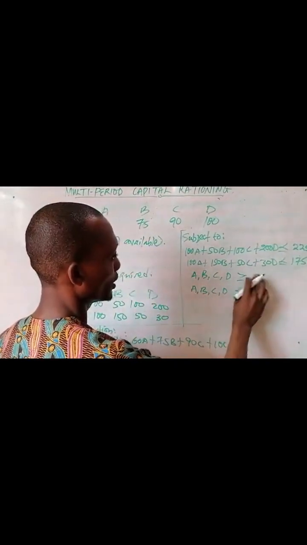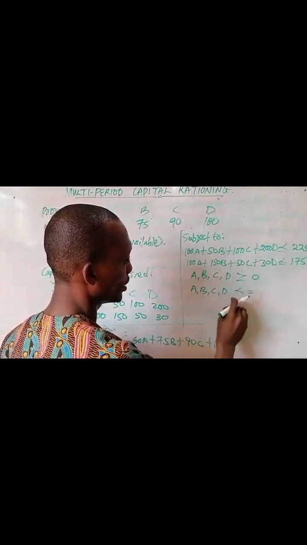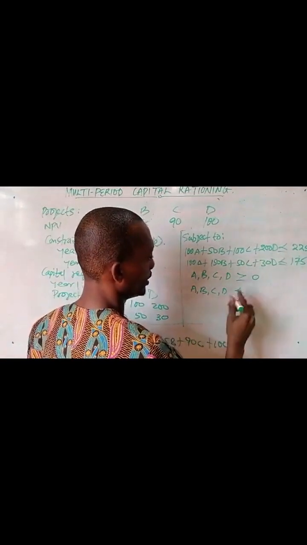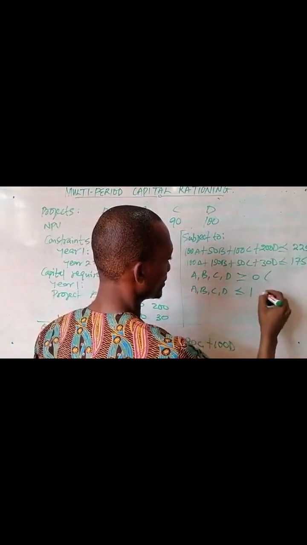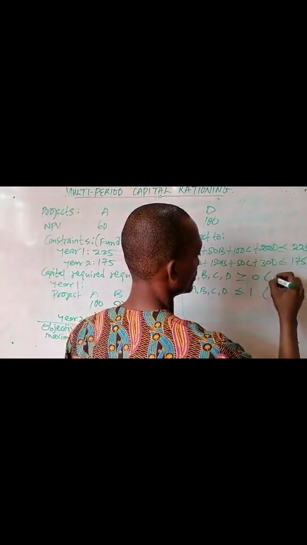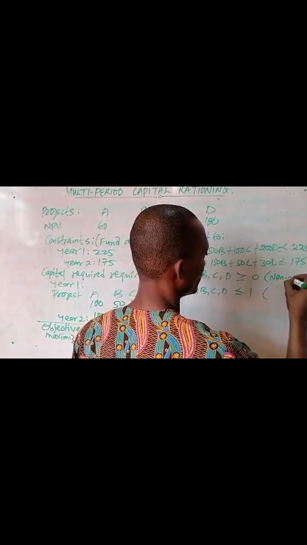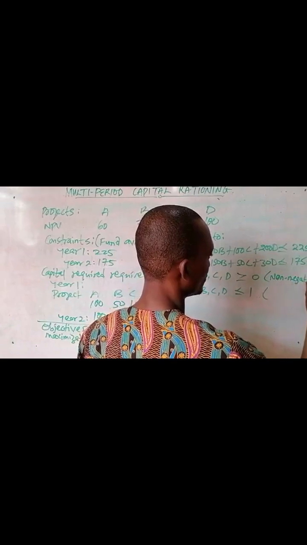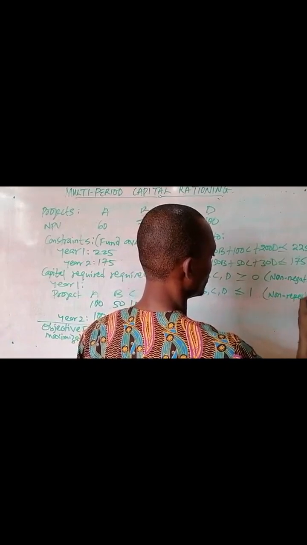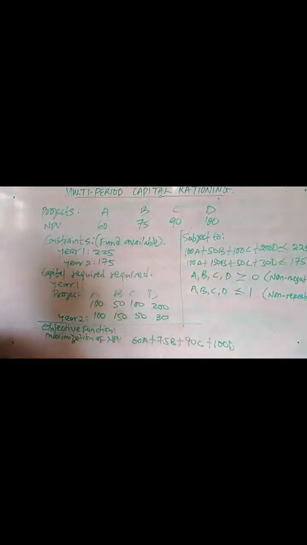A, B, C, D are greater than or equal to 0 and less than or equal to 1. So we call this the non-negativity assumption and the non-repeatable assumption. By this, we have formulated the problem in linear programming.